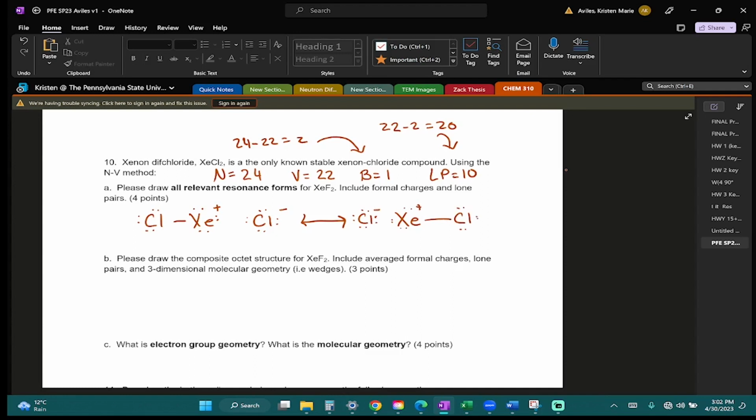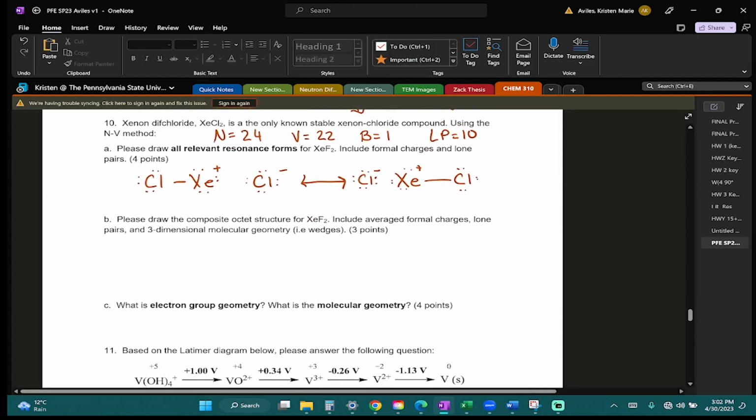Minus and plus. These resonance structures look good? Can anyone think of another one? No. Next, we're going to draw the composite structure. So that means we're going to combine these two.